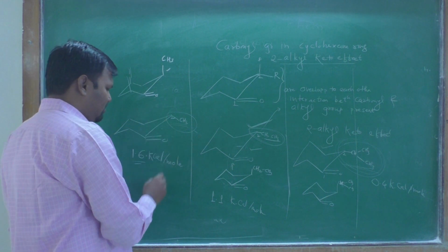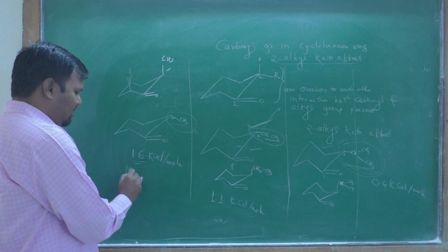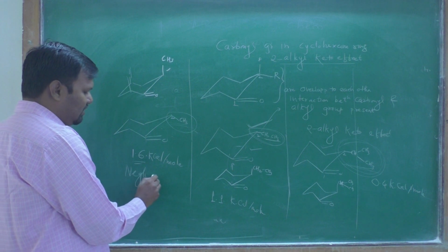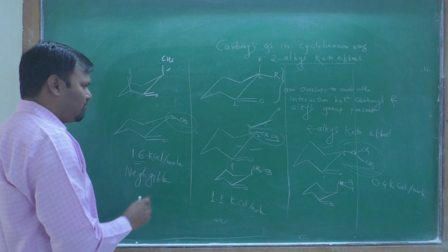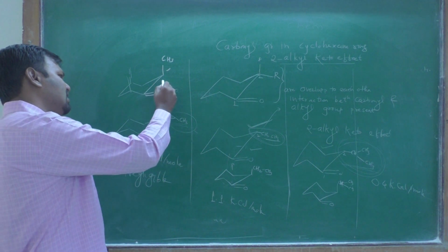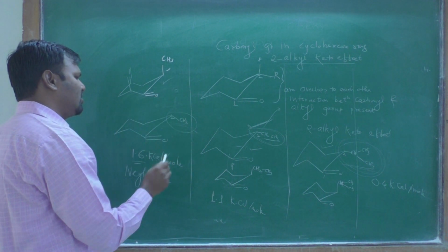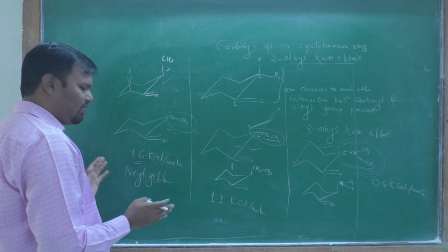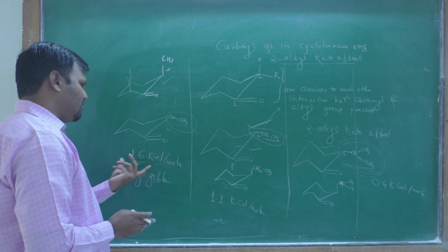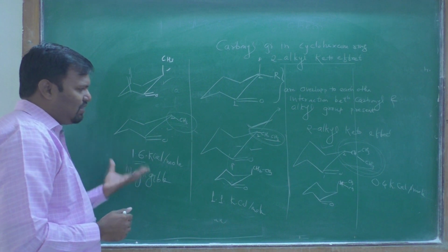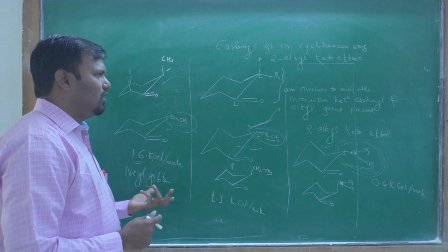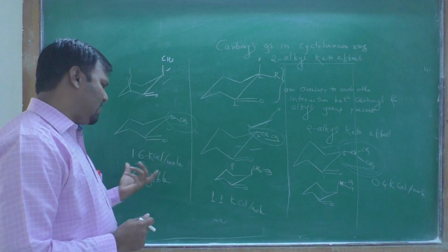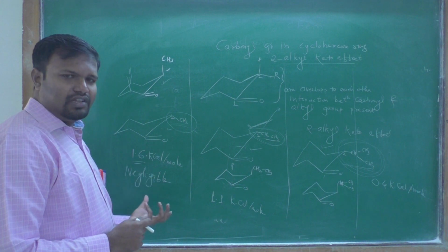Okay, in this case, the difference is 1.6. In this case, the effect is negligible. Okay, a large difference is there. It is higher energetic and its energy is not much more increased, due to this methyl group. Therefore, the difference is high in this case. Therefore, when a methyl group is there at the 2 position, the 2-alkyl keto effect is found negligible.